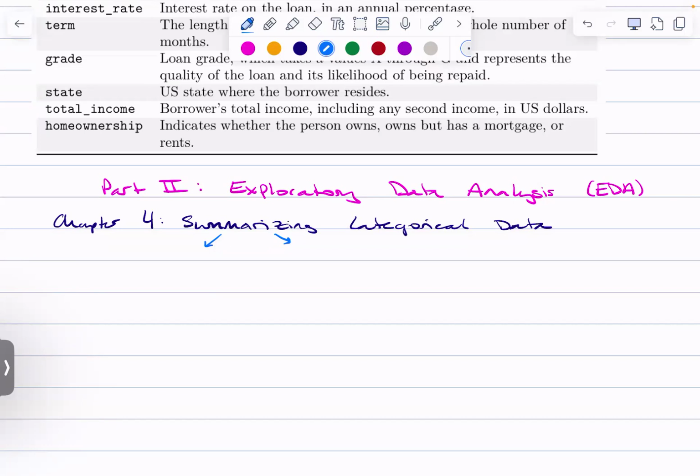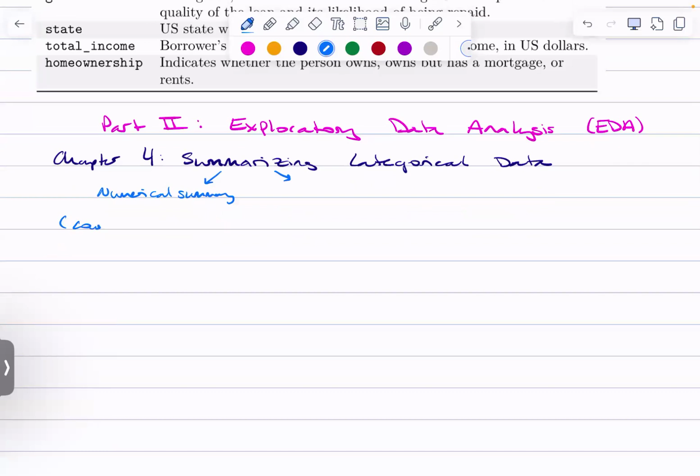I could summarize a variable numerically, and a numerical summary is usually counts in a table. So we need to be able to not only generate the table, which is relatively easy, but we need to be able to read the table and gather information from the table.